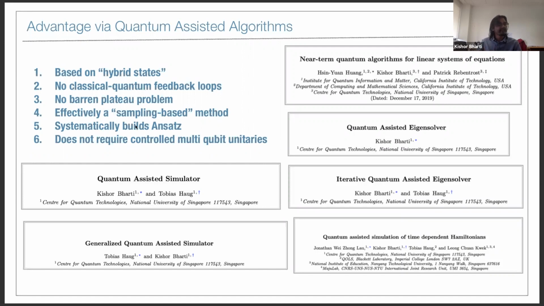There is a systematic approach to build the ansatz, so you use the structure of the Hamiltonian to build the ansatz. And they do not require any controlled multi-qubit unitaries. So it is pretty much consistent with the existing capabilities.